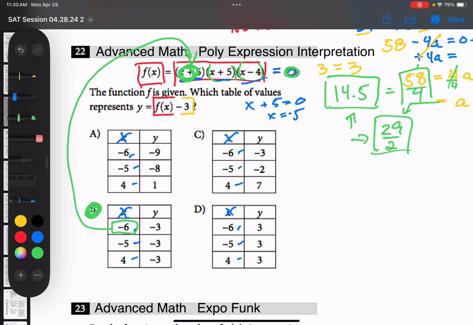If I took 0, the final answer, using negative 6, then I would have to subtract 3. So what is 0 minus 3? Negative 3. If I did the same thing with the negative 5, right?